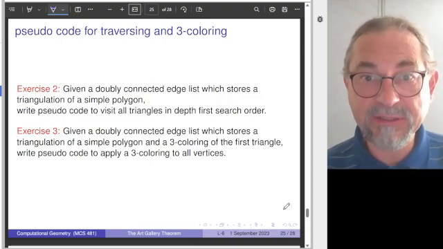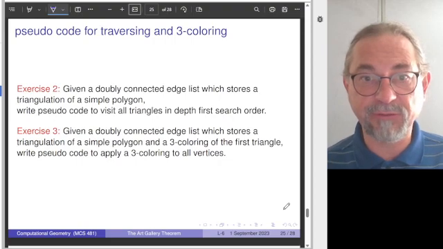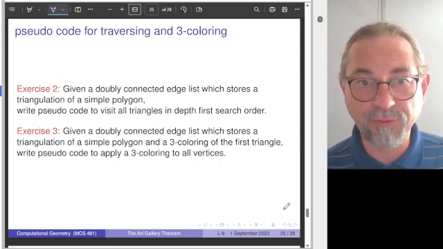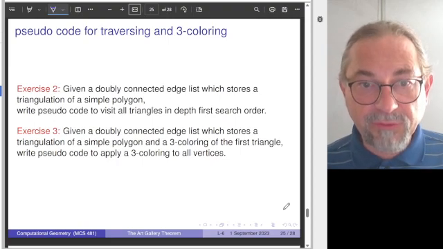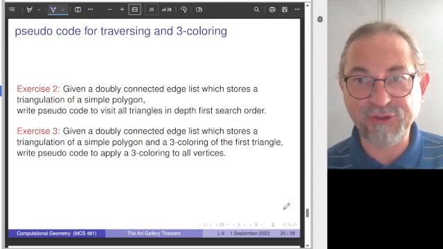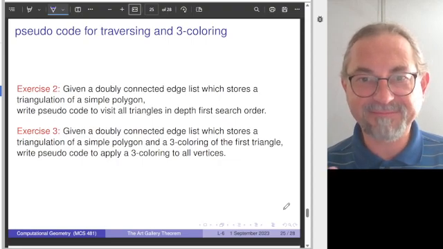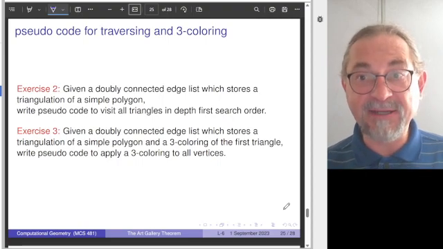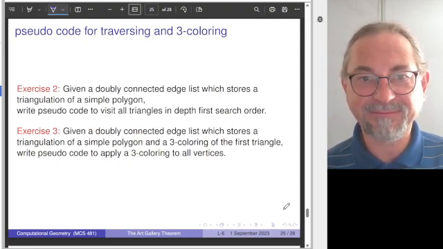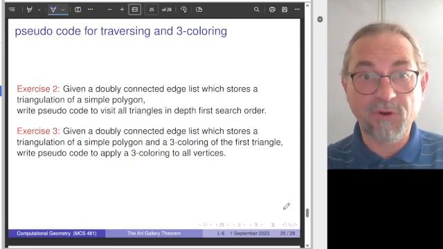Okay, two exercises. So in the previous lectures, we introduced data structures to store subdivisions. So we used the doubly connected edge list for this. Here apply this in exercise 2. So write pseudocode to actually visit all the triangles in depth first order. So I was stumbling a little bit at the slide where I mentioned the depth first search order in the graph. Any graph admits a depth first search order. So this goes back again to data structures. So in some sense, exercise 2 is necessary for the algorithm.